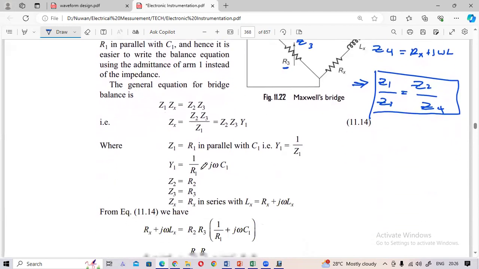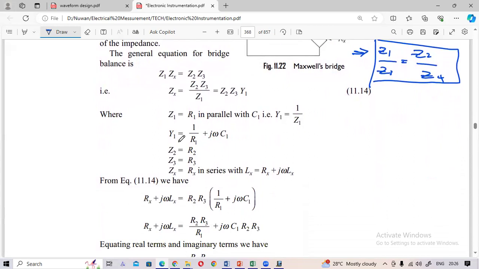Y1 means 1 over Z1. 1 over Z1 is normally referred to as Y1. Y1 is normally called admittance. Maybe you can remember: 1 over impedance is normally referred to as admittance.